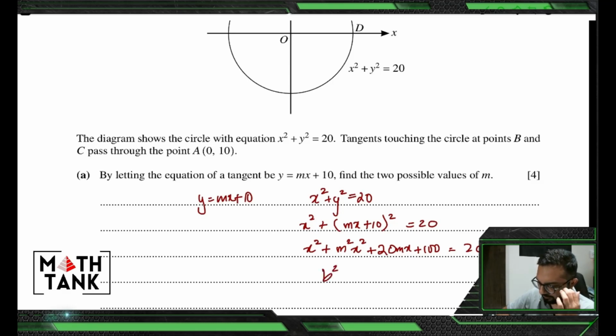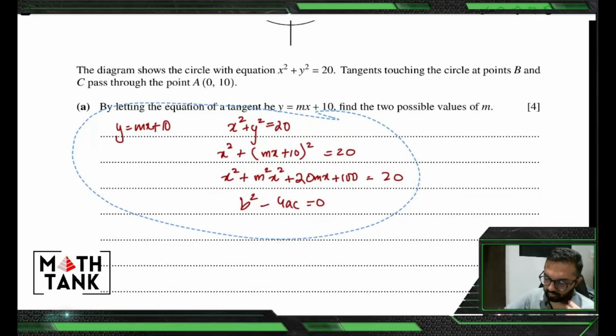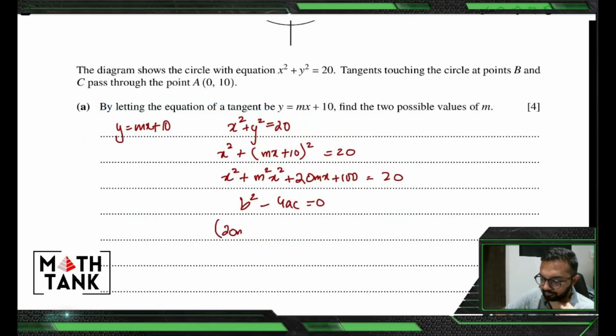So b squared minus 4ac is then equal to 0, because that's what happens at tangents. I'm just going to move this to the right hand side a little so that you can see it clearly. So b is 20m, whole squared, 4a is 1 plus m squared, and c is basically, if I move this to this side, it becomes 80. So that's 80 equals to 0.